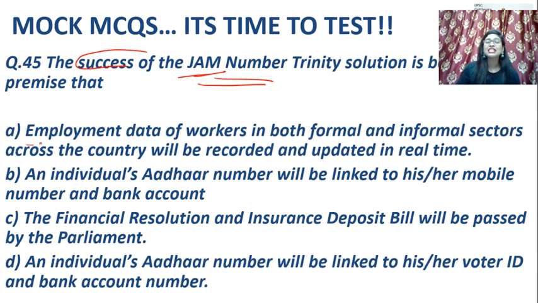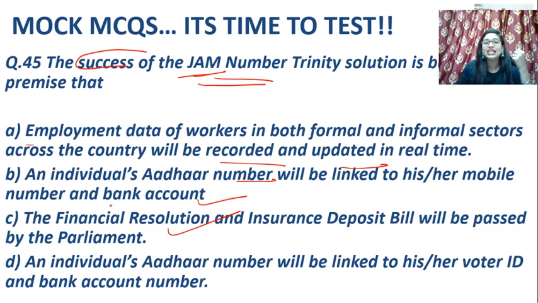Option 1 says it is based on the premise that employment data of workers in both the formal and informal sectors across the country will be recorded and updated in real time. The second says an individual's Aadhaar number will be linked to his or her mobile number and bank account. The second option is more or less valid, right? The third says the financial resolution and deposit insurance bill will be passed by Parliament. Think and say, it has no connection, right?